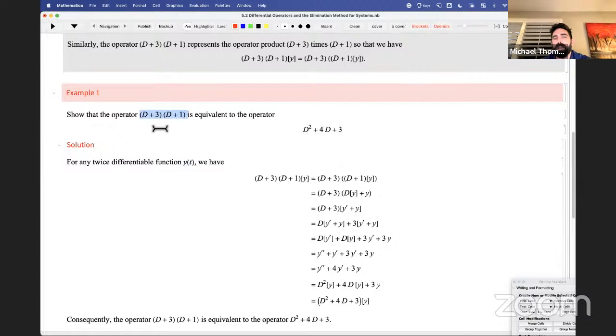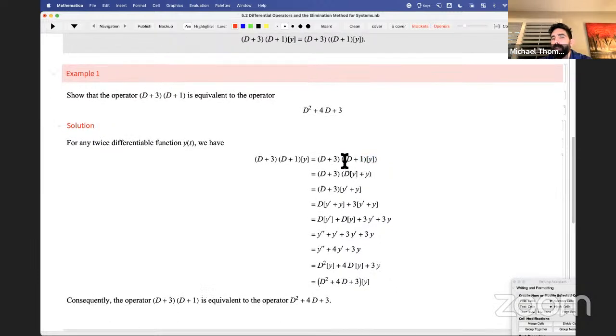So I'm going to take this operator up here, and I'm going to operate on the y function. Then I'm going to use our notation from up above that says if I have an operator times an operator, I work the inside one first. So I'll put parentheses around the inside one.